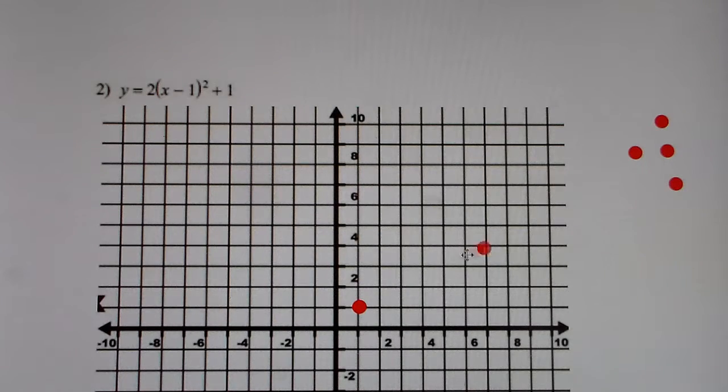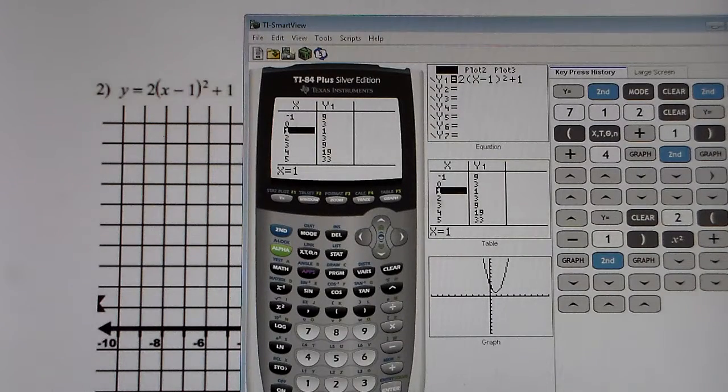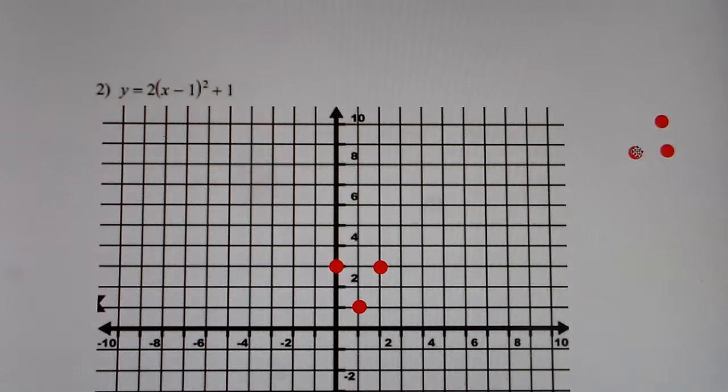So we plot those points. 2 to the right, 3 up. 0, 3 up. And then negative 1, 9. 1 to the left, 9 up. 3 to the right, 9 up. And that's what our picture looks like. That's our parabola.